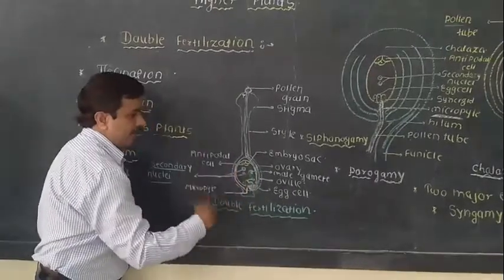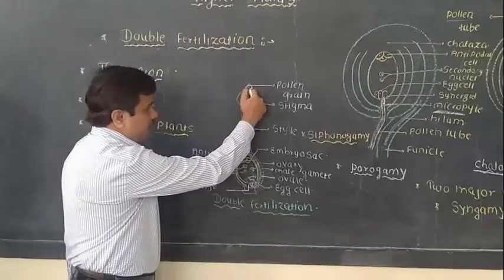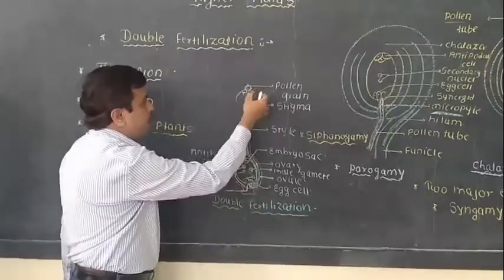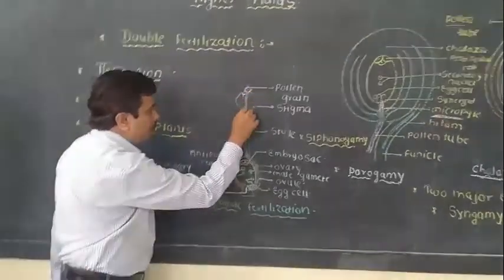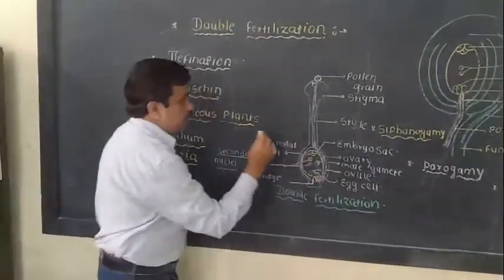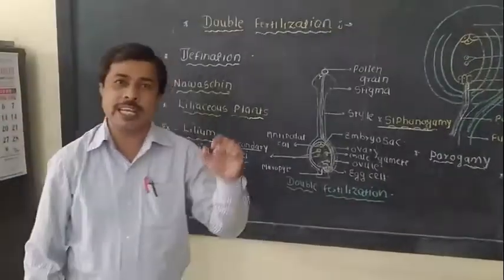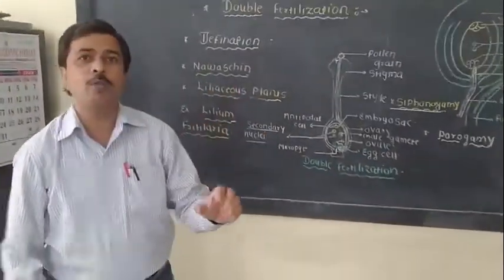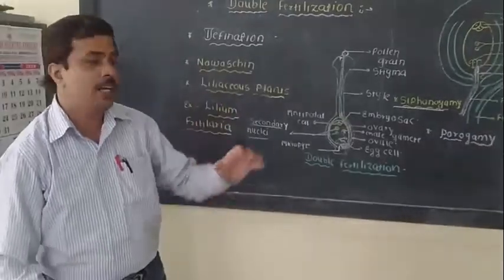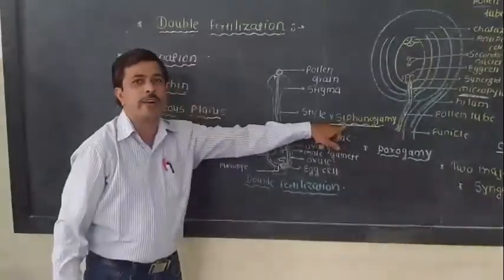This process is known as porogamy, and in this complete process the pollen tube carries the two male gametes up to the egg cell. This stage is known as siphonogamy. Siphonogamy is the process in which the two non-motile male gametes are carried through the style.